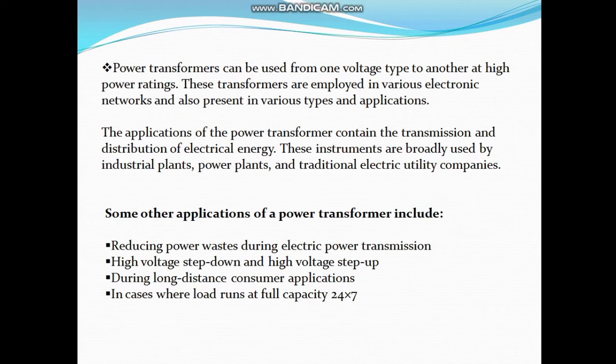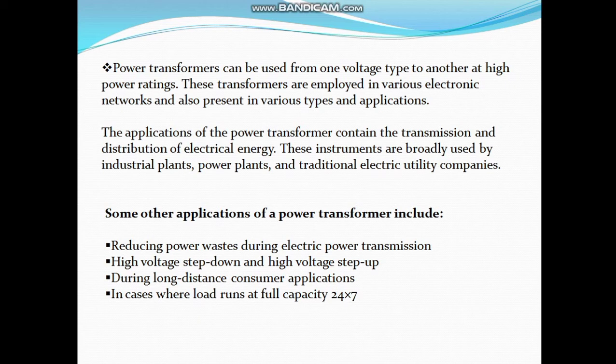Power transformers can be used to convert from one voltage type to another at high power rating. These transformers are employed in various electronic networks and are also present in various types and applications. The application of the power transformer includes the transmission and the distribution of electrical energy. These instruments are broadly used by industrial plants, power plants, and traditional electric utility companies.